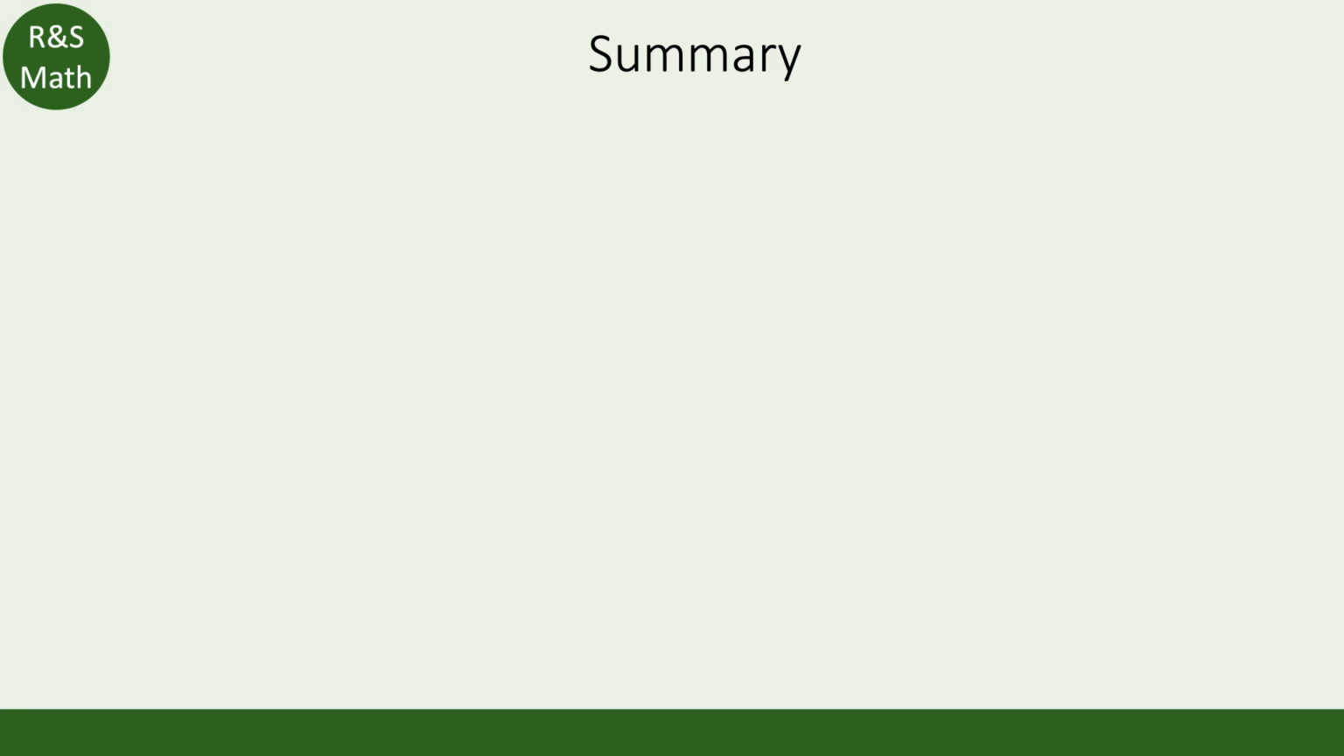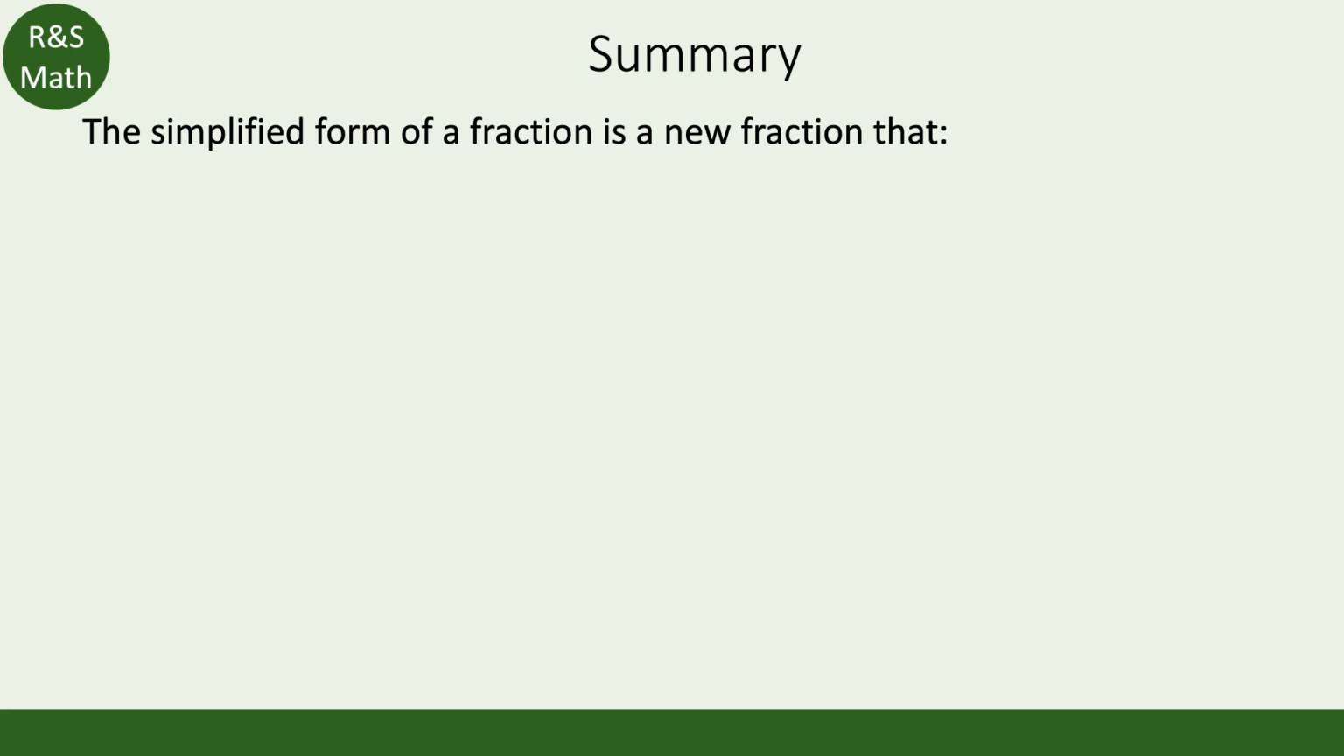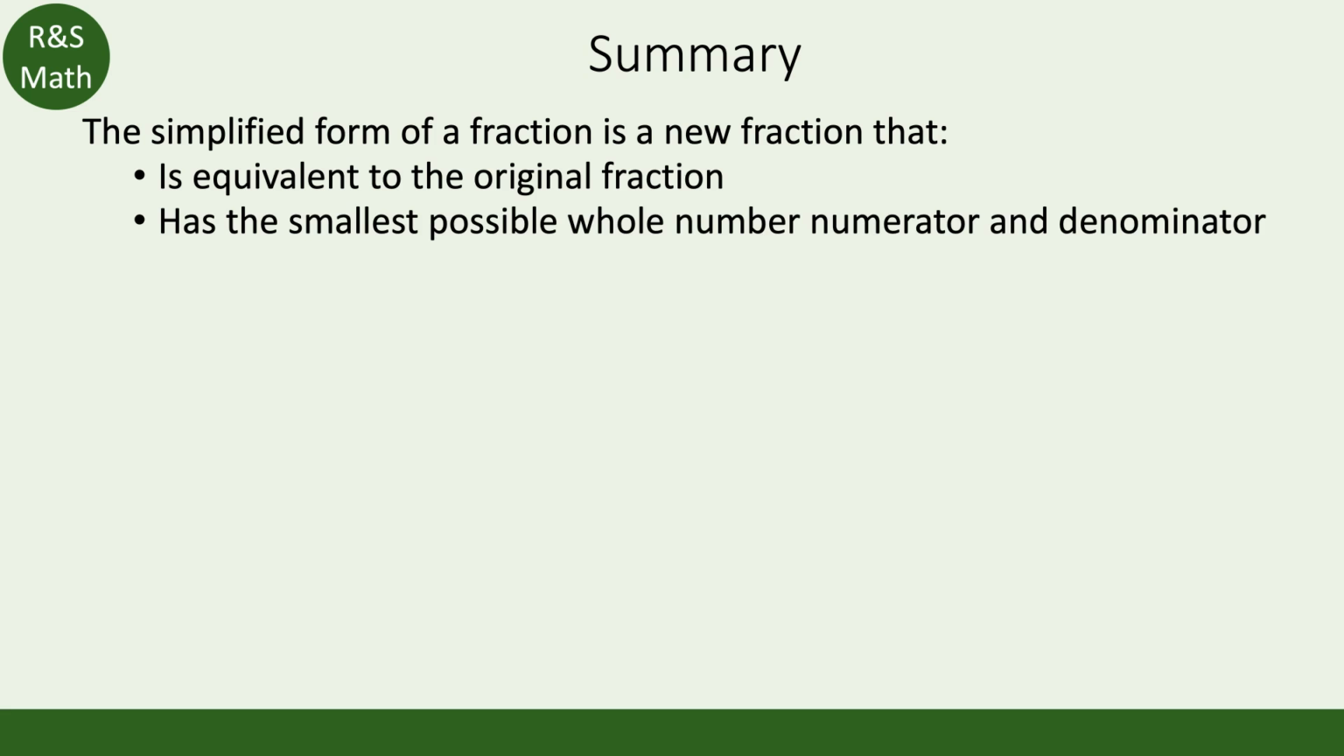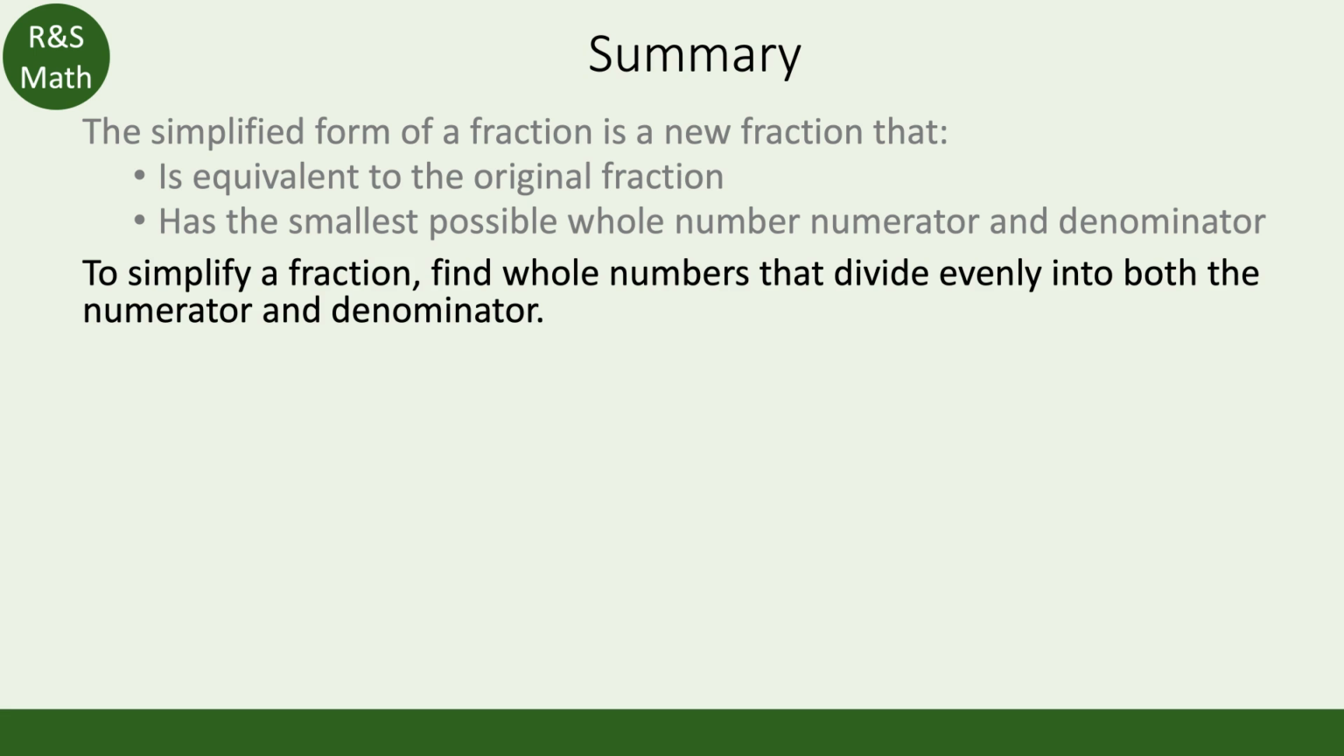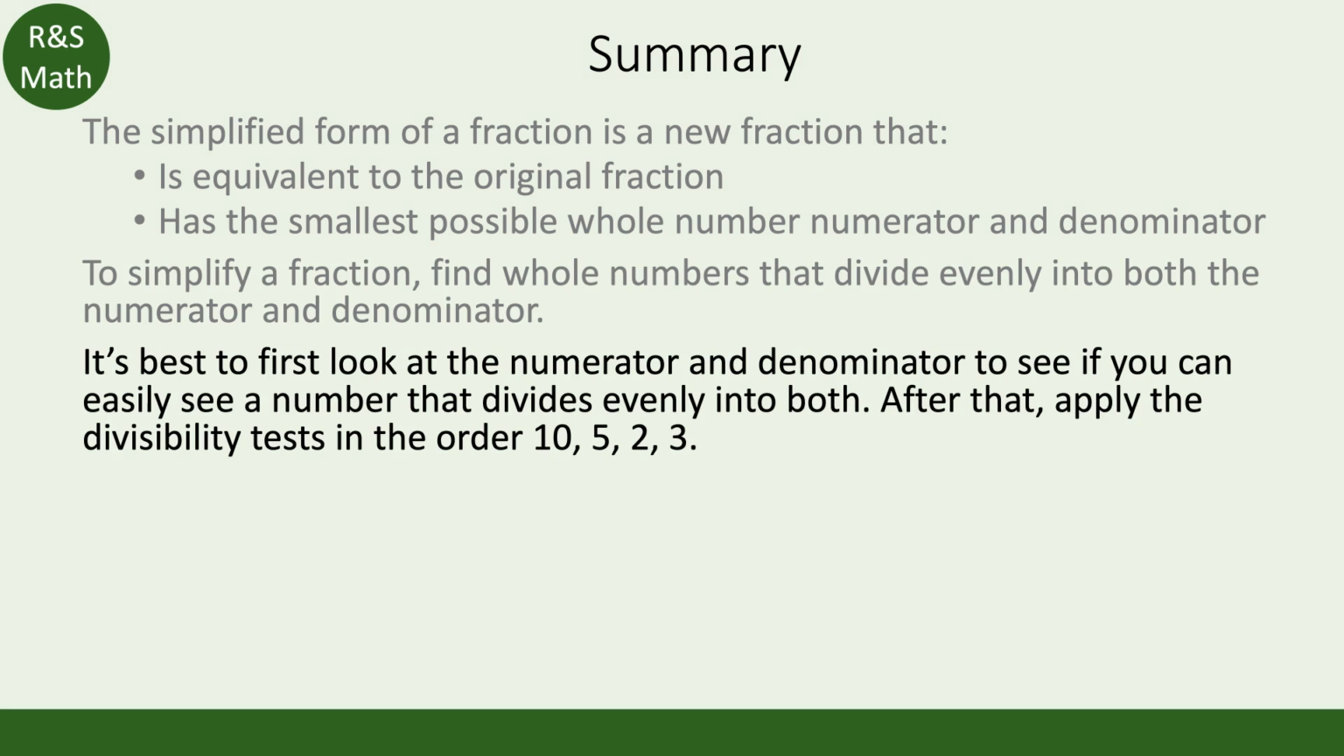Let's summarize what we have learned about simplifying fractions using the divisibility tests. The simplified form of a fraction is a new fraction that is equivalent to the original fraction and has the smallest possible numerator and denominator. To simplify a fraction, find whole numbers that divide evenly into both the numerator and denominator. It's best to first look at both the numerator and denominator to see if you can easily see a number that you know divides evenly into both.